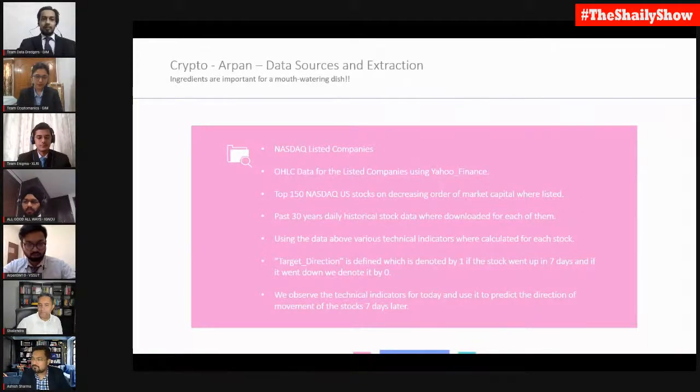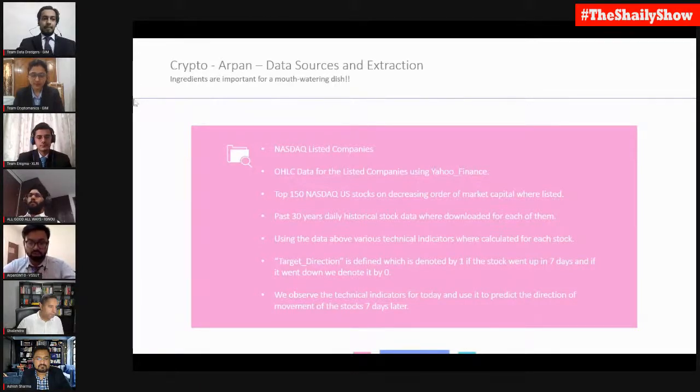Next, I used Yahoo Finance to extract the open, high, low and close data for the past 30 years, from the year 1990 to the current date. Next, I used technical indicators, which I will be talking about on the next slide, as part of my problem statement.